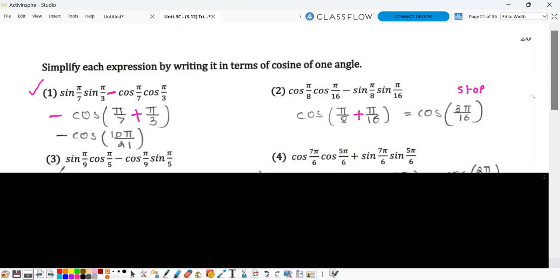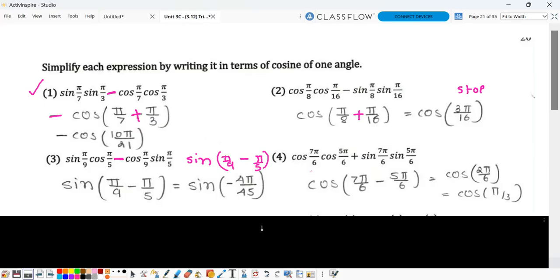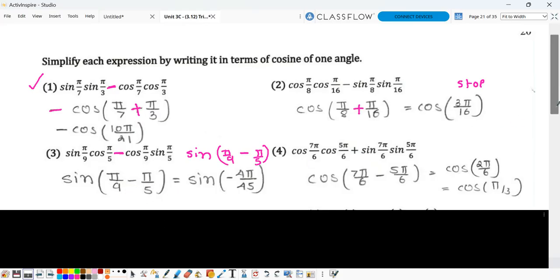Okay, so let's give a try here. Sine, cosine, cosine, sine. That means this formula is a sine. Sine gets the same sign. That means this is minus. Pi over 9 and pi over 5. Add them or subtract them. Cosine, cosine, sine, sine. That's the same thing. So let's take a look here. You have to know how to add and subtract these fractions.